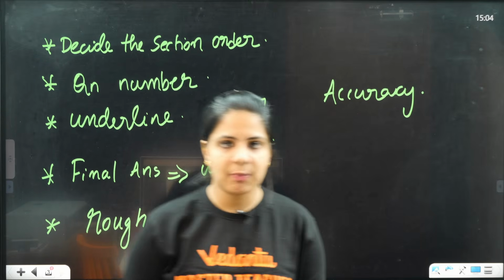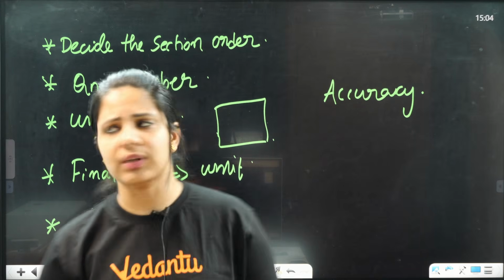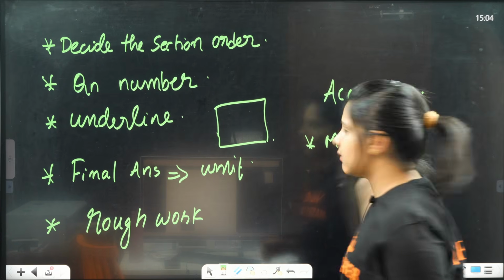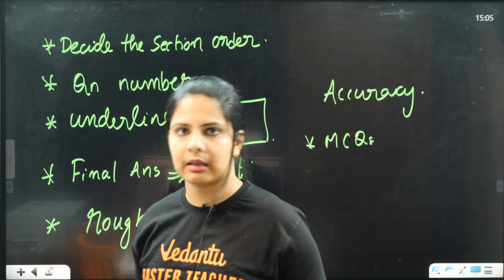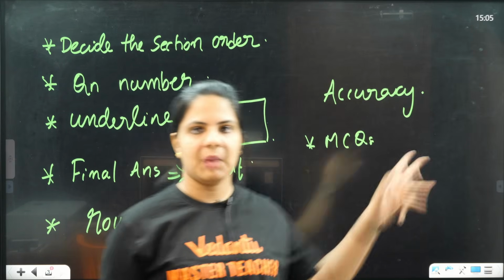Okay, so everybody should think about this. And now I'm going to tell you about the MCQs. In the MCQs, let us say there are 16 questions. In those 16 questions, if you are writing the answer, don't just write A, B, C, D.